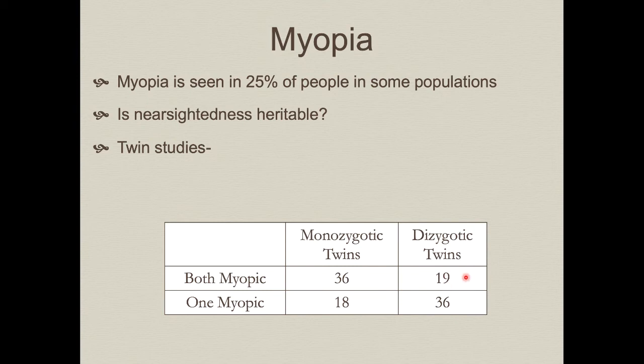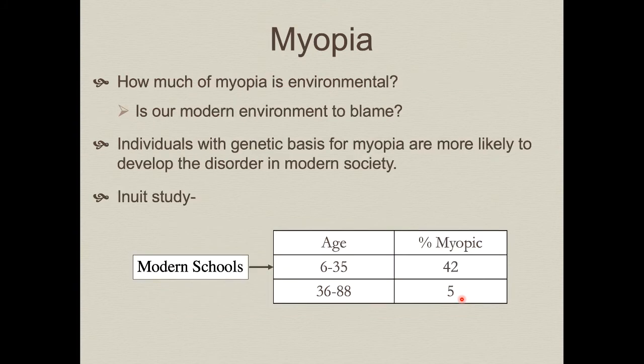And sure enough, in dizygotic twins, just typical brothers and sisters of the same age, oftentimes you see that only one of them is myopic. So there may be some heritable basis to this, but there's probably some environmental aspects to blame too.